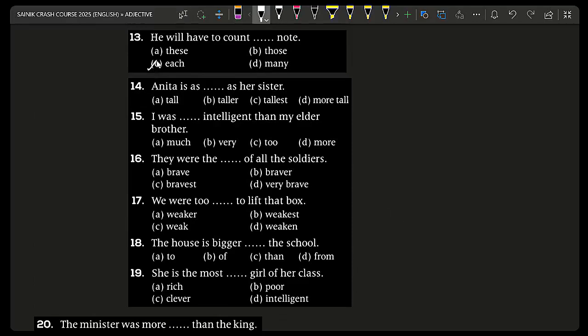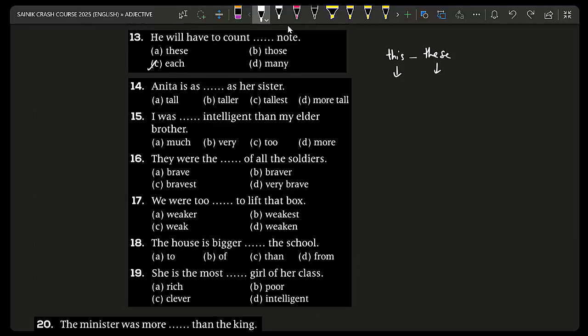You should know the difference between this and these. This is used for singular and these is used for plural. That's why note is singular, no? For singular, how can you use these? You cannot use it. So you have to take care of singular and plural, okay? Okay, sir. Now what about the 14th question? Sir, Anita is as dash as her sister.